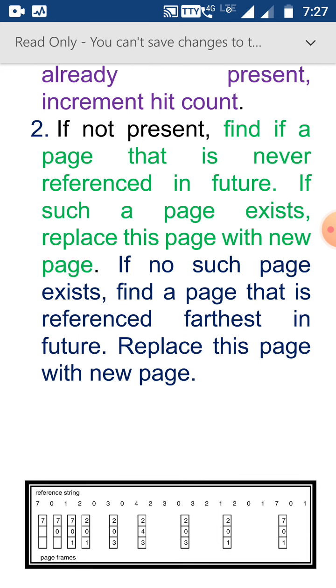So this is an important technique. Actually, this technique is implemented in recent operating systems, Windows XP, Linux, and so on.